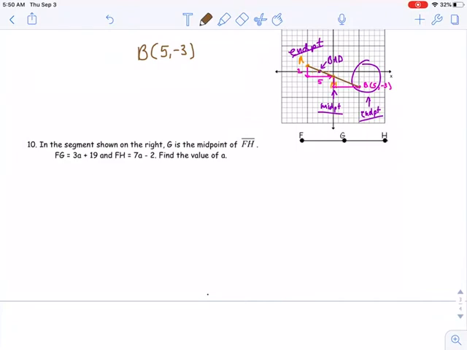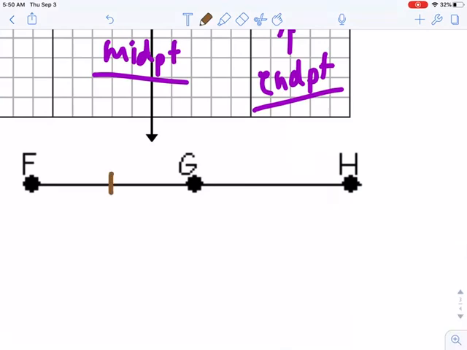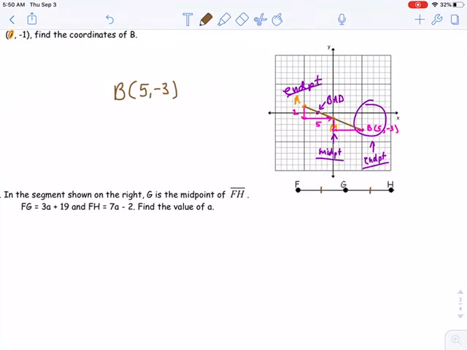Okay, and then the last problem in the segment shown on the right: G is the midpoint of FH. So just to be certain, I'm going to put tick, tick. So now I know that they're the same. FG is 3A plus 19. And FH is 7A minus 2.